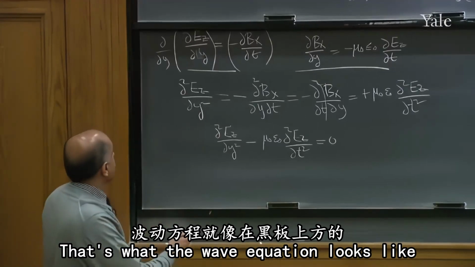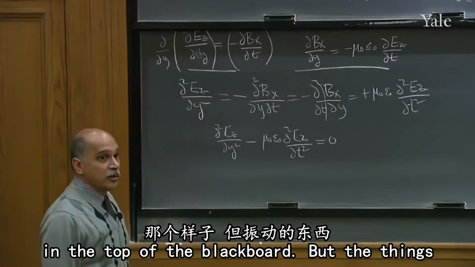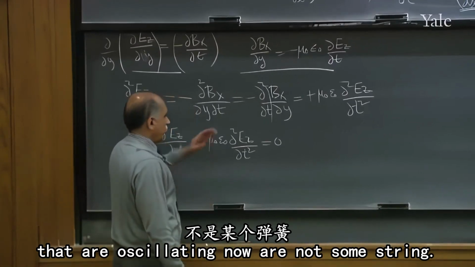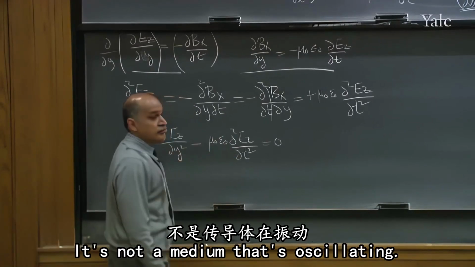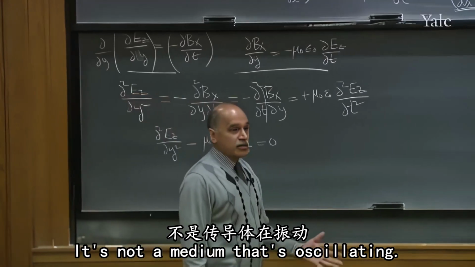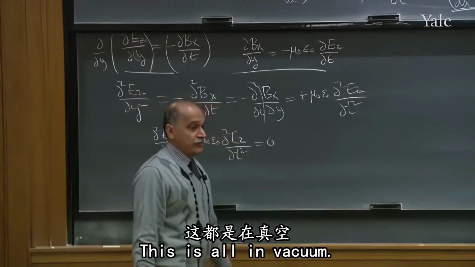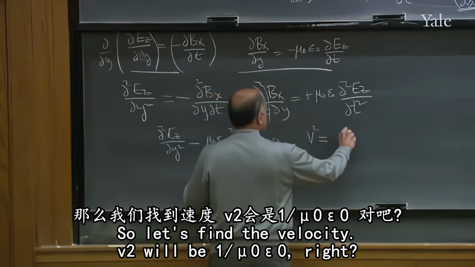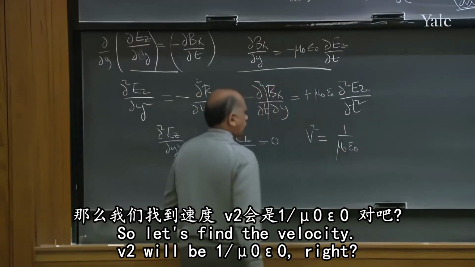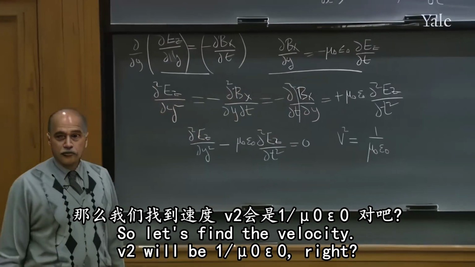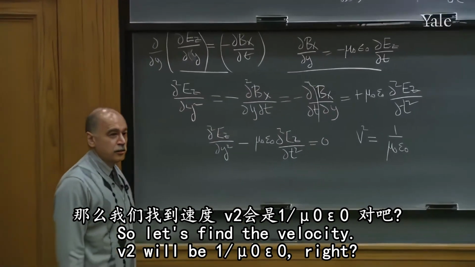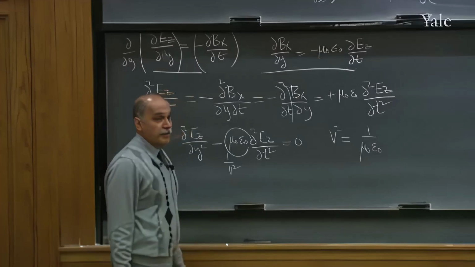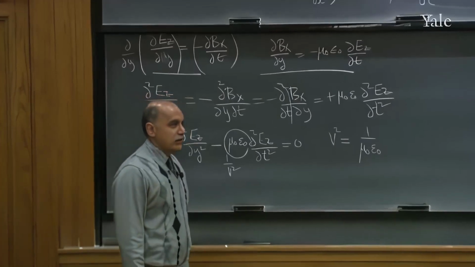Because that's what the wave equation looks like at the top of the blackboard. But the thing that is oscillating now is not some string. It is really the electric field oscillating. It's not a medium that's oscillating. There's nothing there. This is all in vacuum. So let's find the velocity. v squared will be 1 over mu 0 epsilon 0. Because this thing that comes in the wave equation is the 1 over v squared term.